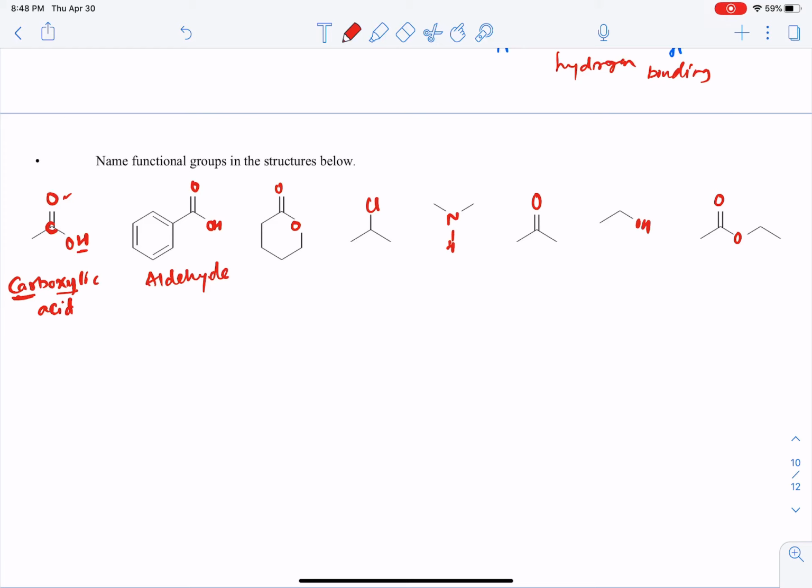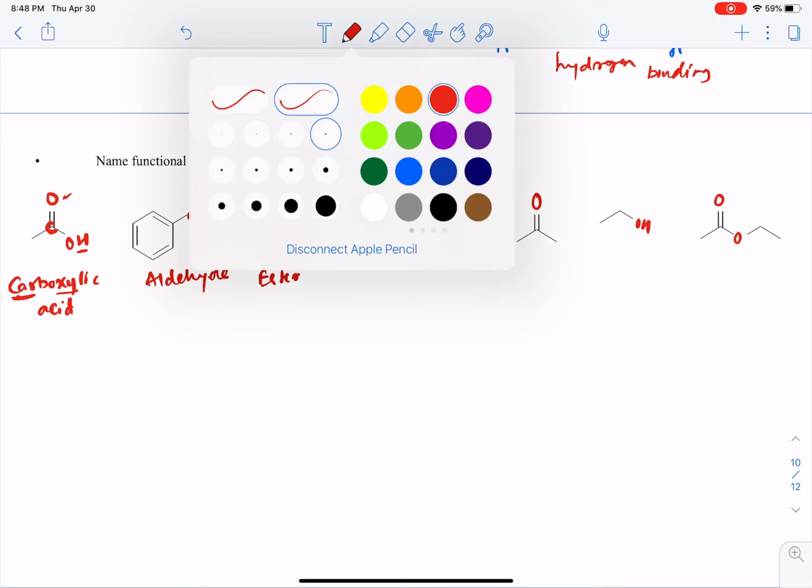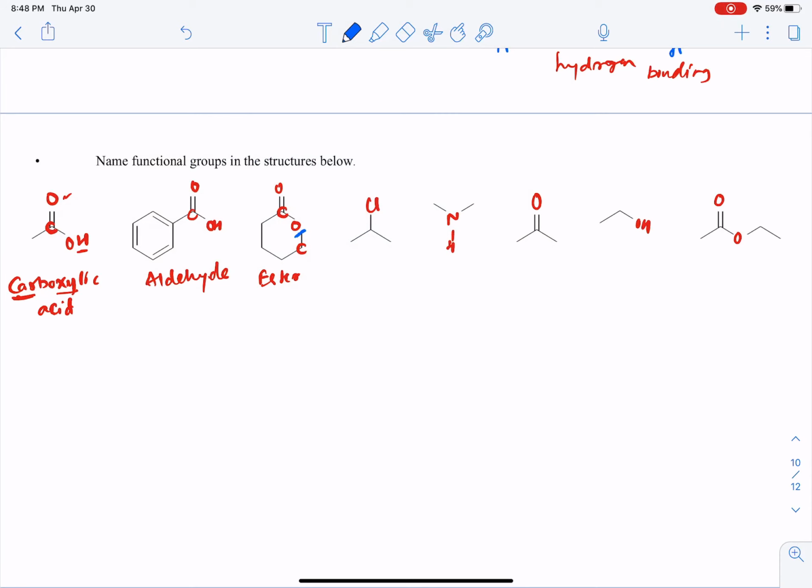Why I'm writing this as aldehyde is because it's related to a chain, and that's why there's a C here, and oxygen. Next, moving to this one, you can call it an ester. There is a C, there's an O, and again there is a C. There is no OH here. If this oxygen had an OH, it would become an aldehyde or carboxylic acid. So it's an ester, or since it's in a ring, you can also call it a lactone.